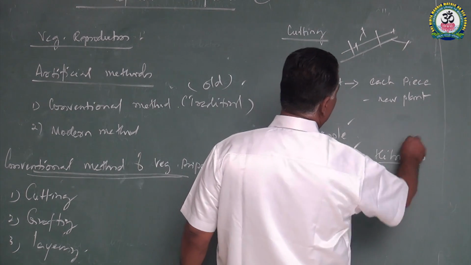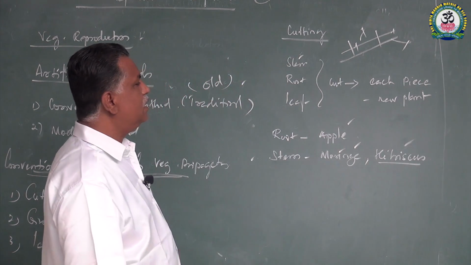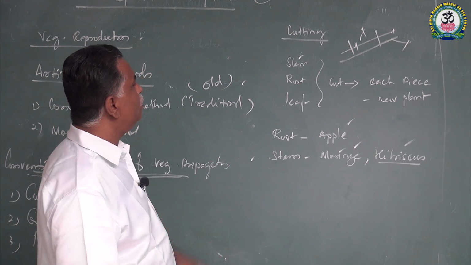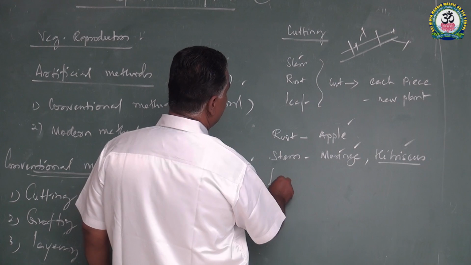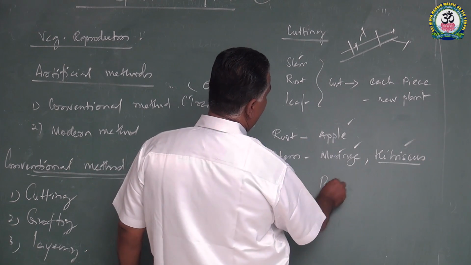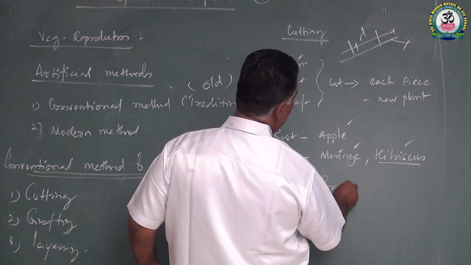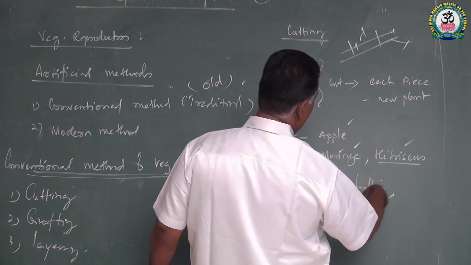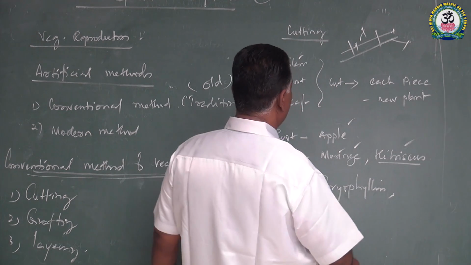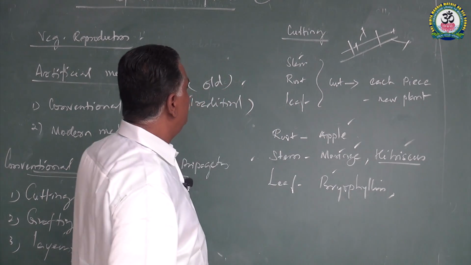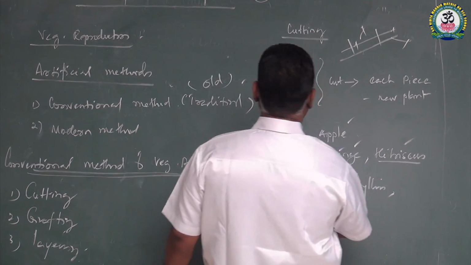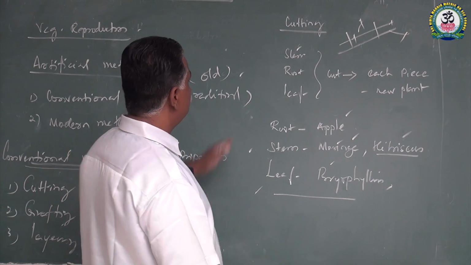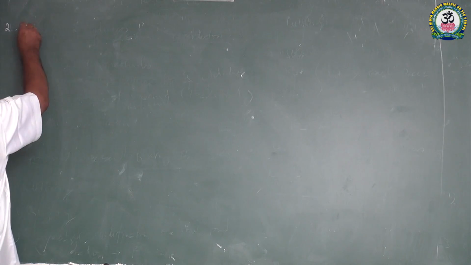In hibiscus also, a part of the stem will grow into a new plant. A stick can be carried from one place to another place, and that will propagate or grow into a new plant. And leaf cutting, as we have seen, bryophyllum, a part of the leaf. Bryophyllum is the best example for the plant that reproduces through small pieces of leaf. So cutting is over. Next is grafting.